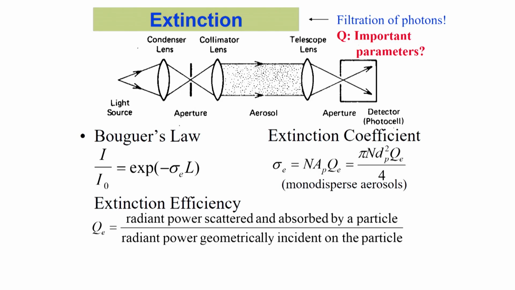This is again the filtration of photons, and you use equations like Beer-Bouguer's law. This is one of the very important equations to calculate either the extinction efficiency or the number of monodispersed aerosols, that is, how many monodispersed aerosols are present in the system. This is the principle by which the nephelometer measures.